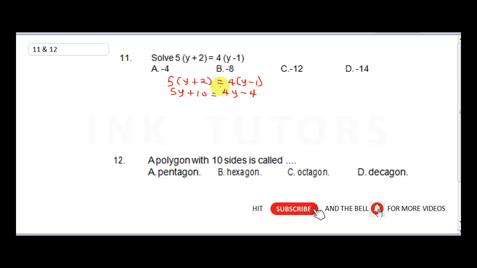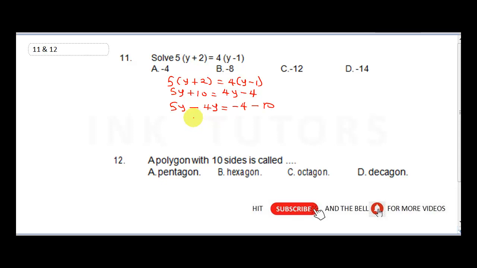At this point, you need to now collect your like terms. You move all the y to one side and all the numbers to one place. Okay, so we have 5y here, plus 4y coming over will become minus 4y, equal to minus 4, plus 10 crossing over will become minus 10.